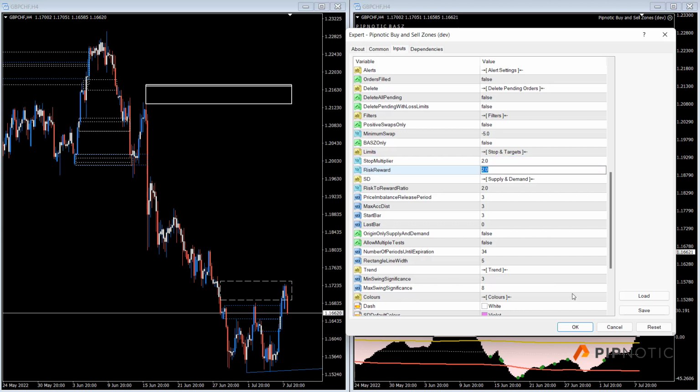So maybe a more conservative thing to do would be to put it to 1, and maybe even have the stop multiplier lower. The stop multiplier on this trade was actually 1 to 1, so it's just slightly above.